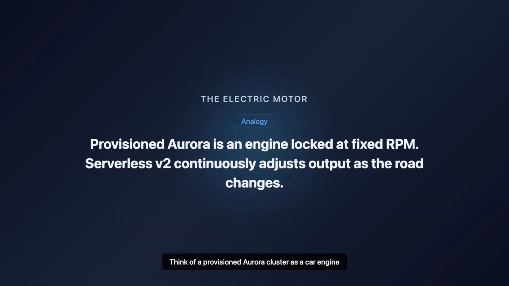Think of a provisioned Aurora cluster as a car engine locked at a fixed RPM, whether you're coasting downhill or climbing a steep grade. You pay for full capacity even when you're barely moving. Serverless v2 is like a modern electric motor that continuously adjusts its output in tiny increments as the road changes. Always just enough power, no sudden lurches, no over-provisioned waste. That's why the exam pairs it with variable and unpredictable workloads.